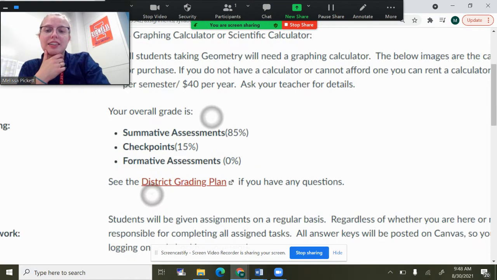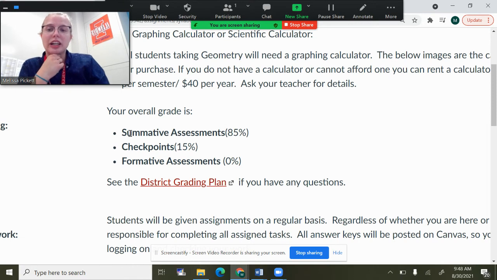And then the last thing is just our learning and grading plan. Summative assessments are 85% of their grade, and checkpoints are 15%. If you have questions on that, please let us know. Checkpoints are mainly mini checks and quizzes, and then summatives are those big tests.